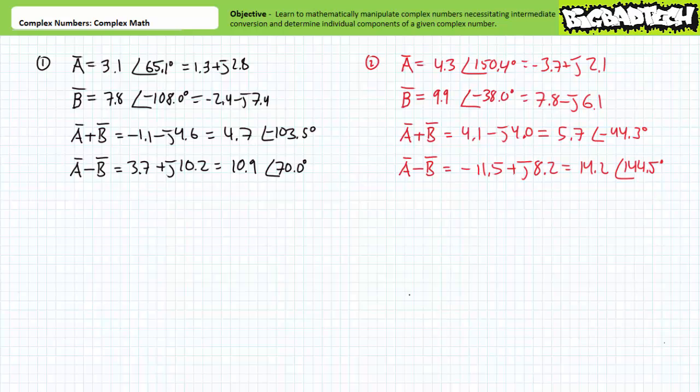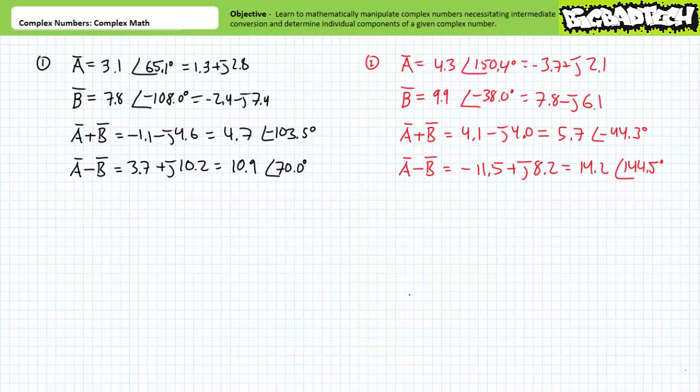For our second example problem, A expressed in rectangular format is negative 3.7 plus j 2.1. B expressed using rectangular format is 7.8 minus j 6.1. When we add A and B together, it yields 4.1 minus j 4.0. Converting this result to polar yields 5.7 at an angle of negative 44.3 degrees. When we subtract B from A, it yields negative 11.5 plus j 8.2. Converting this result to polar yields 14.2 at an angle of 144.5 degrees.